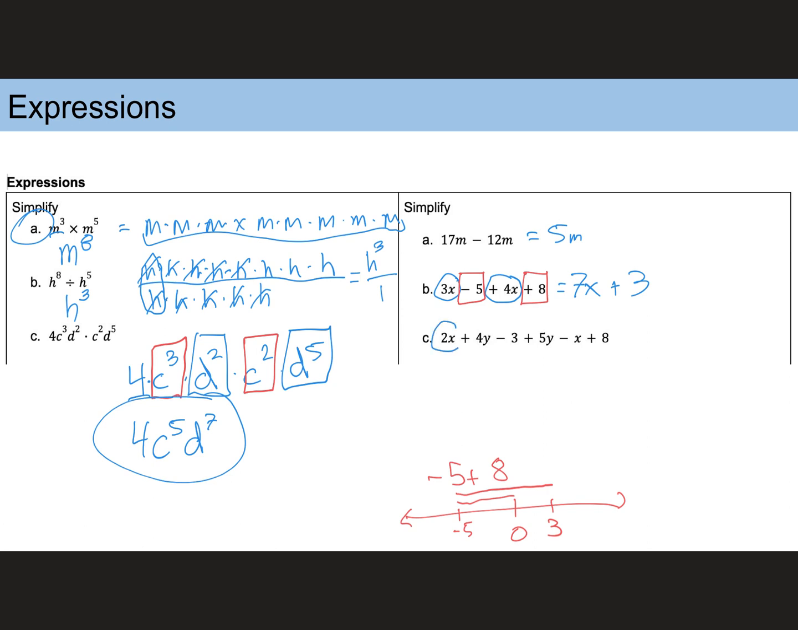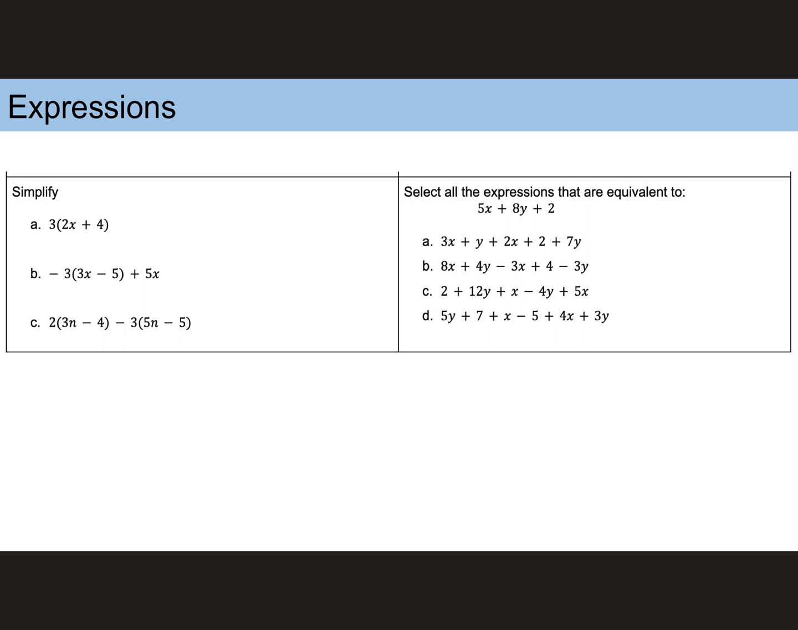For C, 2 x's minus x. So if I have 2 x's and I take away 1 x, I'm just going to have 1 x. And then I have 4 y's plus 5 y's is 9 y's. And then I have negative 3 plus 8 is 5. And that's it for the first part. I will also ask you to show me that you can do distributive property. So 3 groups of 2x is 6 x's, and 3 groups of 4 is 12. And this is it. You can't simplify anymore because I have x's and a number.